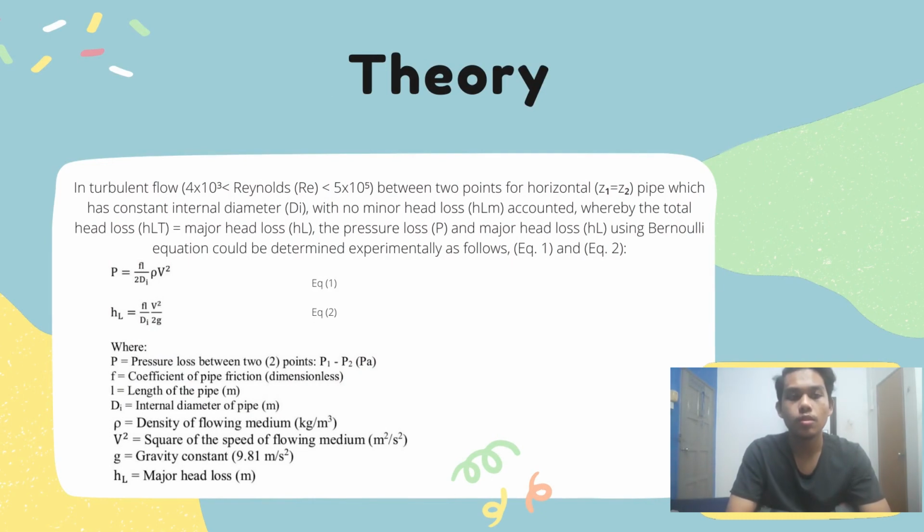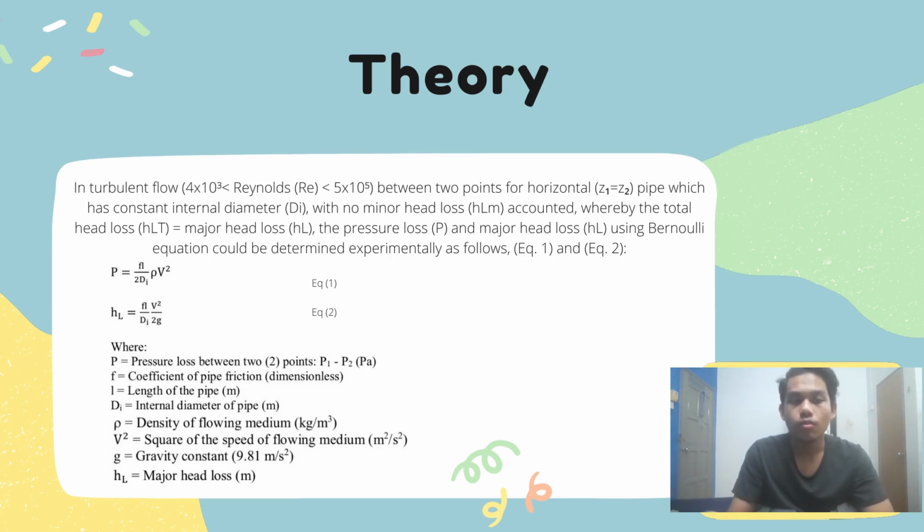Hello, my name is Ahmad Zikri and I will present to you the theory for this experiment. So in general, in turbulent flow between 2 points for horizontal, which is Z1 equals Z2, the pipe which has constant internal diameter with no minor head loss accounted, the total head loss is equal to the major head loss. The pressure loss and major head loss can be determined by using the Bernoulli equation as follows.